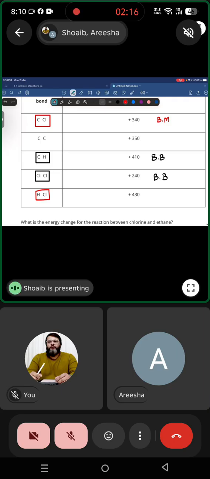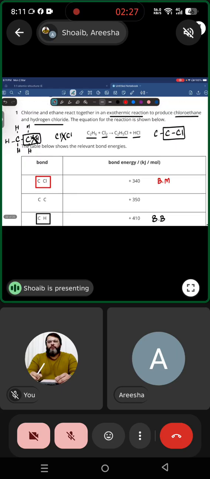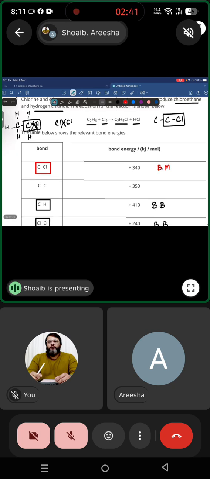Okay, now this one is another bond making. Now only single bonds are involved. The single bond of hydrogen and carbon is broken, the single bond of the chlorine molecule is broken, and the single bond of carbon and chlorine is formed, and the single bond of hydrogen and chlorine is formed.